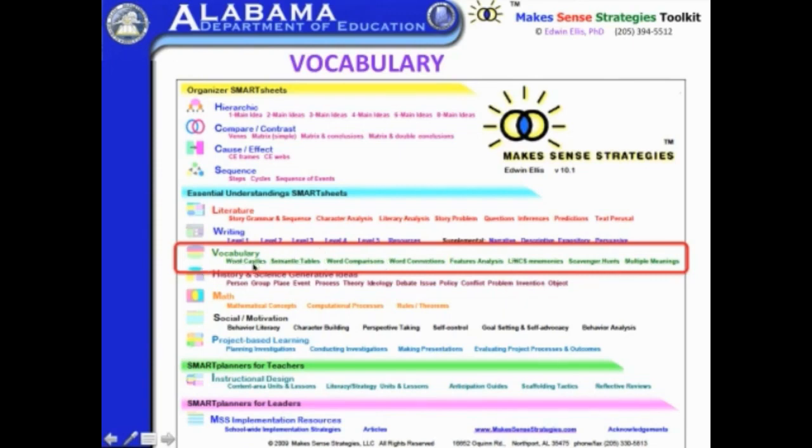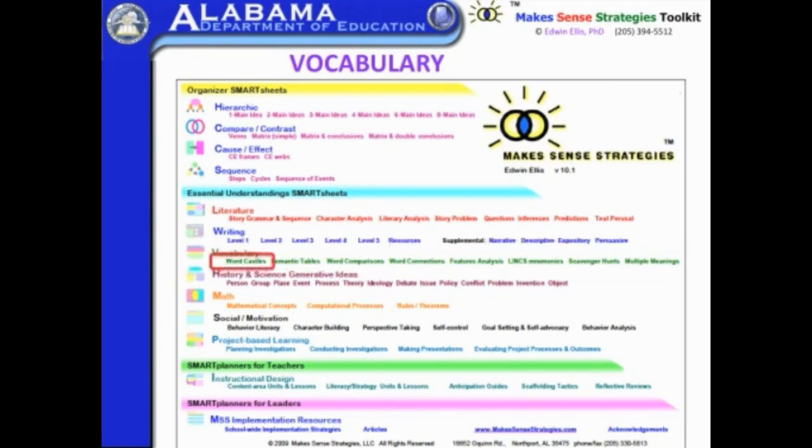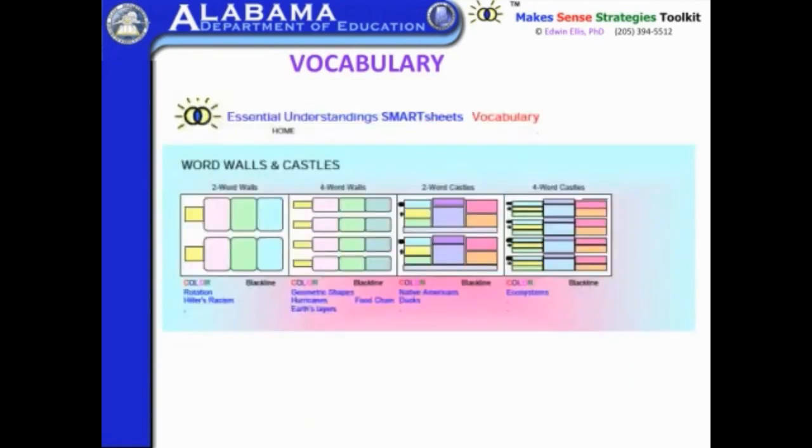And you notice there are different types of vocabulary Smart Sheets like word castles and semantic tables, word comparisons and connections, and so forth. We're not going to look at all of these because there's an awful lot of them. We're just going to look at samples of different types so you can get a sense of how they might be used when you're teaching science. So to start with, let's take a look at word castles.